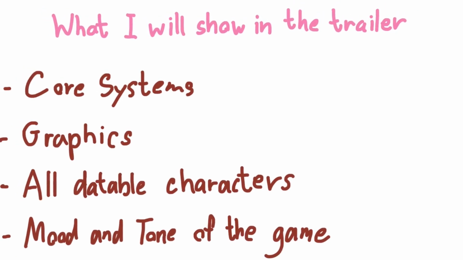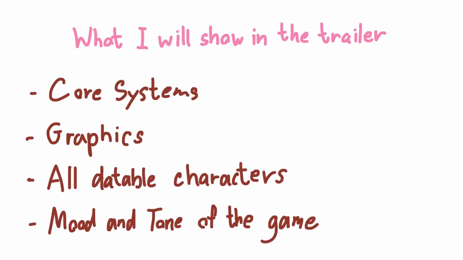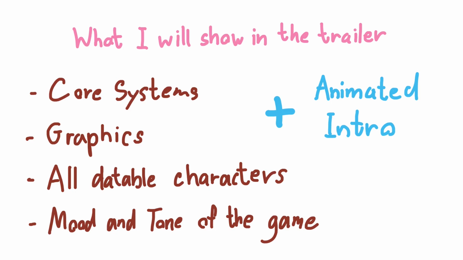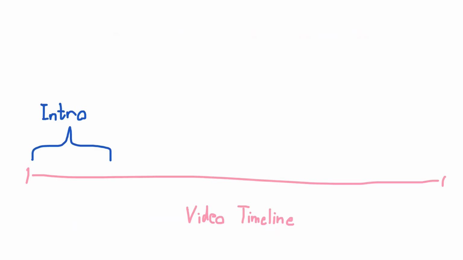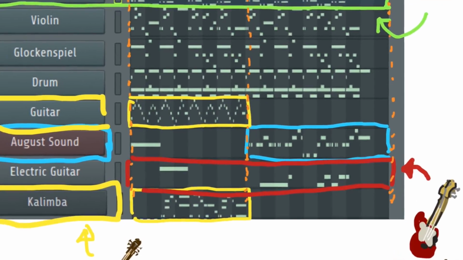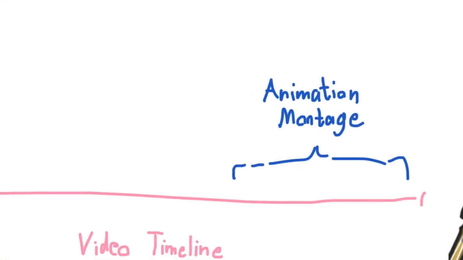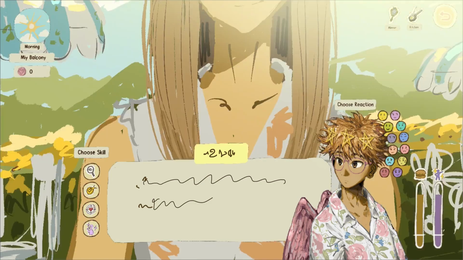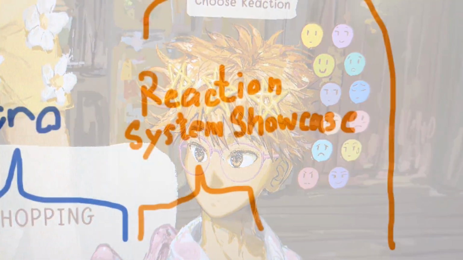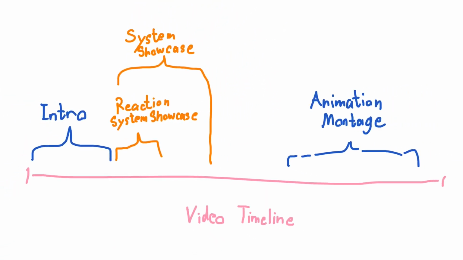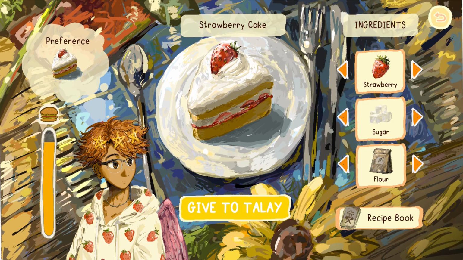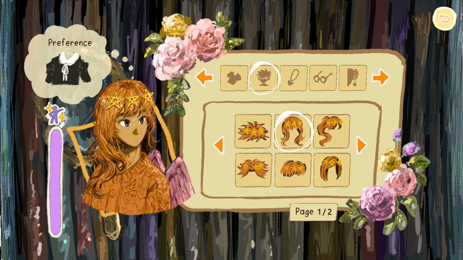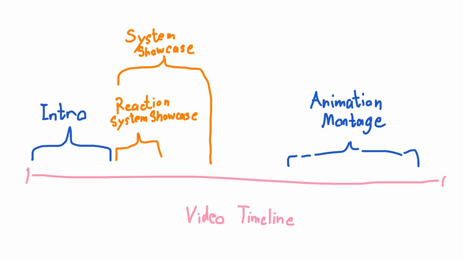Now, going back to what I want to show in the trailer. I want all this plus a short animated intro to open the video. So the intro will be here. I think it'd be great to pair this part of the song where I use August's sound with a montage of all the animation in the first episode or prologue. The reaction system is the most important feature of my game, so I'm gonna show it here at the beginning of the hook. Then after that, I'm gonna follow with the cooking system and the dress up system, then use the available space we still have to introduce the dateable characters.